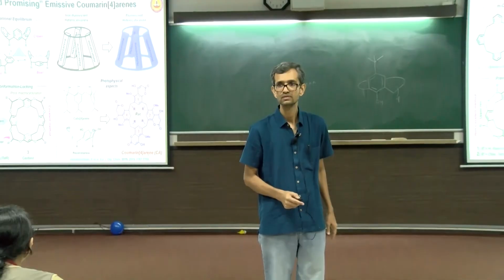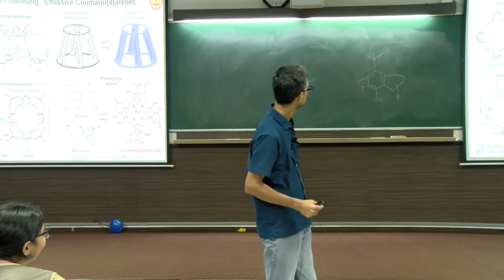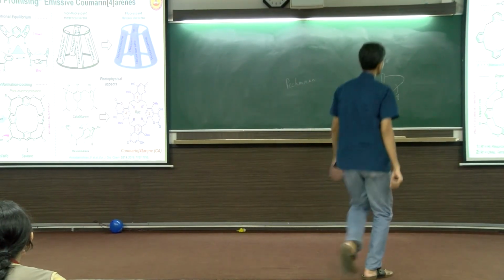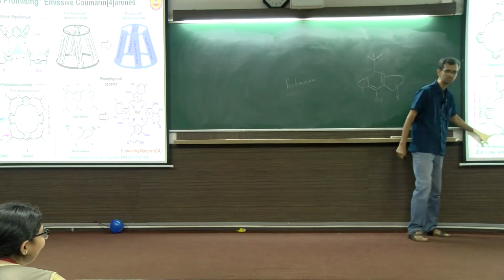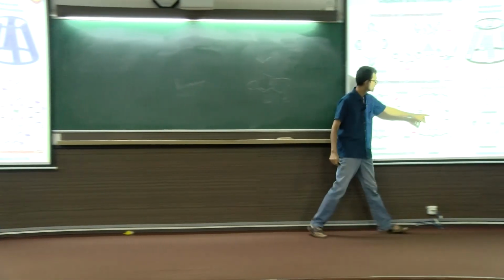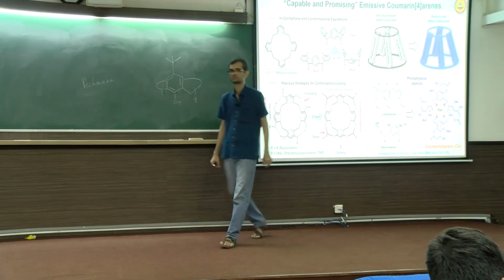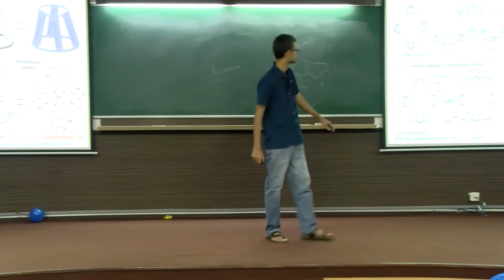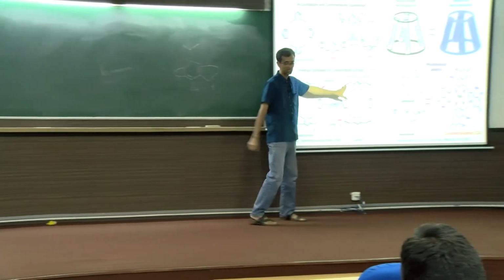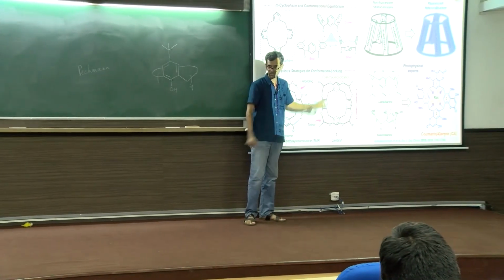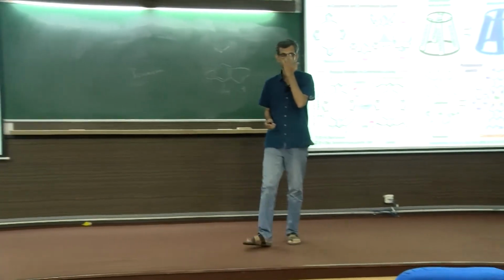Can you please repeat the covalent and non-covalent methods? The non-covalent method is through hydrogen bonding. The covalent method is through real covalent bonds. So hydrogen bonding makes this crown, while covalent tethering makes this a crown.